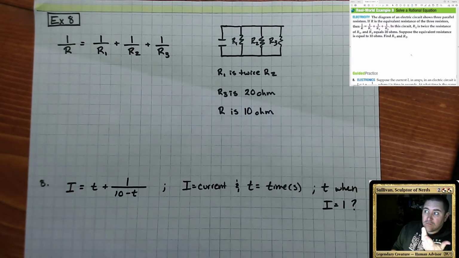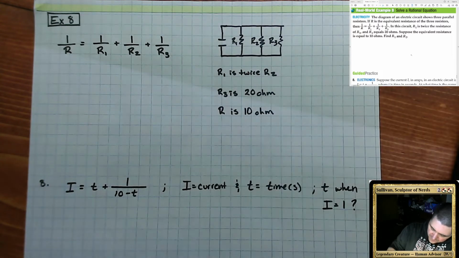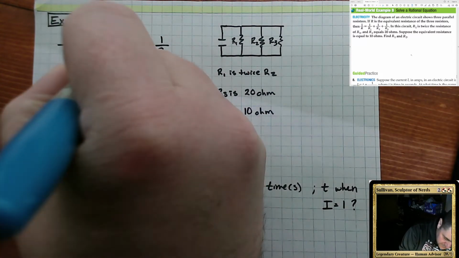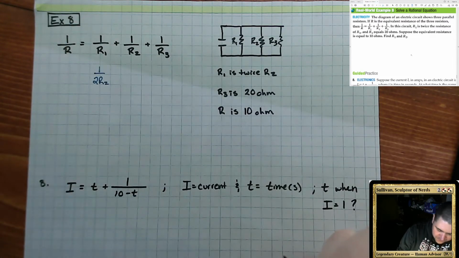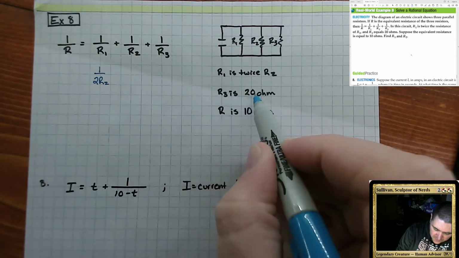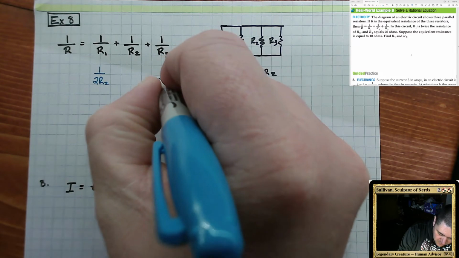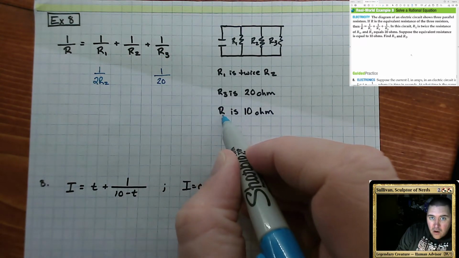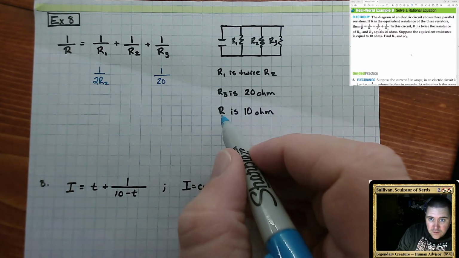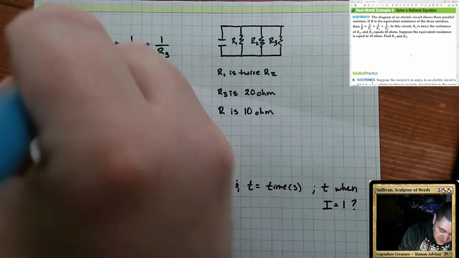They give me a little bit of just substitution stuff. They say R sub 1 is twice R sub 2. Okay, got it. 2 R sub 2s. They say R sub 3 is just straight up 20 ohms. Okay. And big R, the total resistance, or equivalent resistance, is 10.